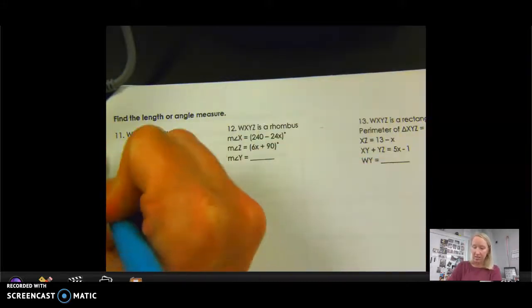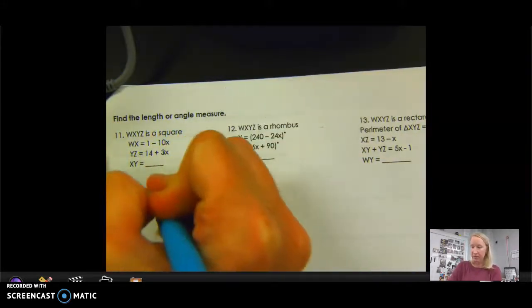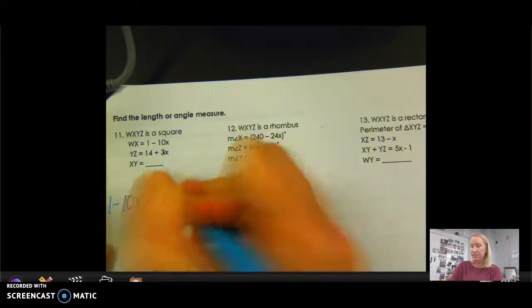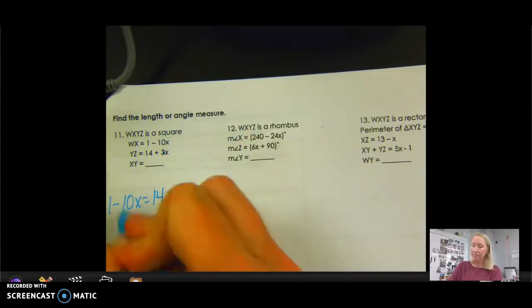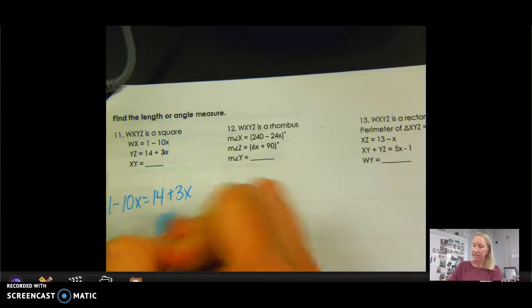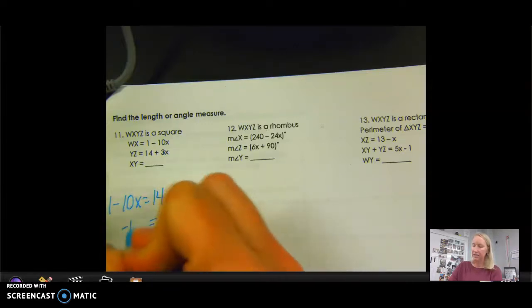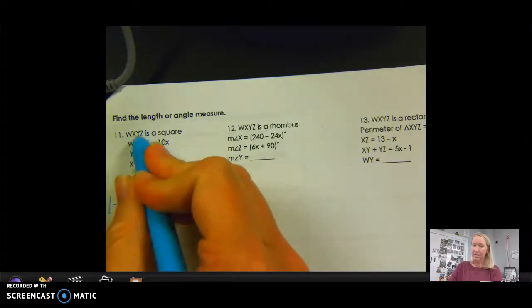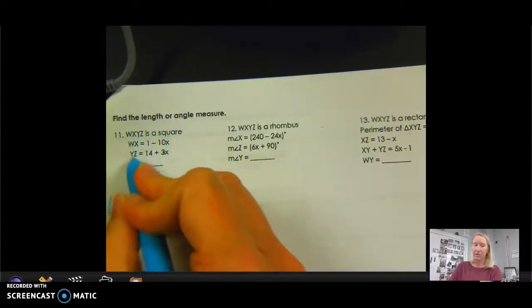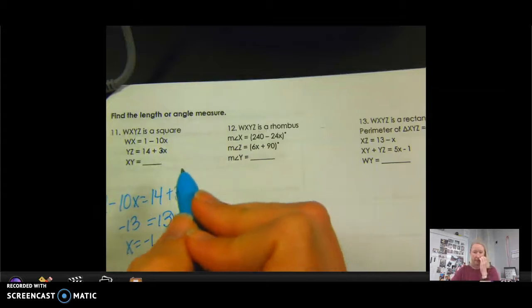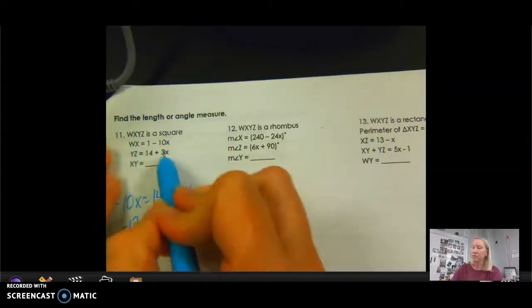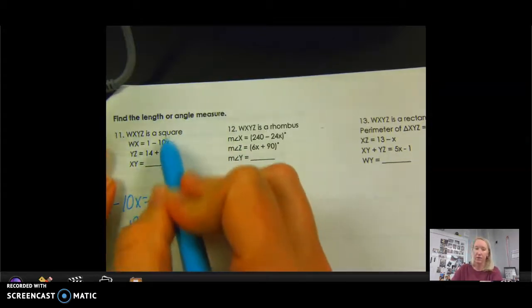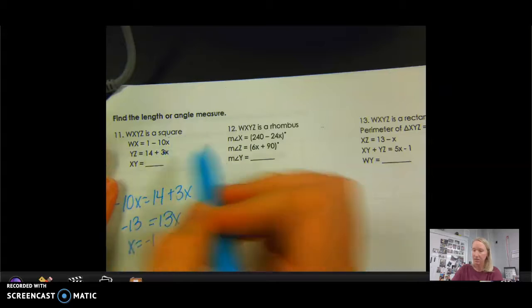So to find x, I just do 1 minus 10x equals 14 plus 3x because all sides are congruent. I'm going to add 10x, but I'm going to minus 13. So if I add 10x, I get 13x minus the 14, and I get negative 13. So x equals negative 1. xy is a side on this, but it's going to be congruent to the other two sides because all sides are congruent. So I'm going to plug in the negative 1 to either one because, again, it's a square, so all sides are congruent.